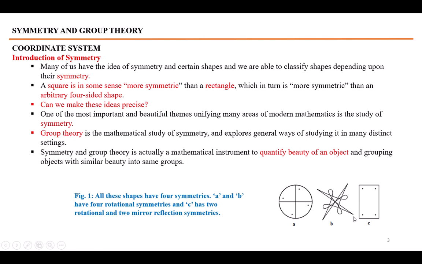Shape C also has four types of symmetries in it. All these shapes have four symmetries. A and B have four rotational symmetries, while C has two reflection planes and two rotational symmetries.